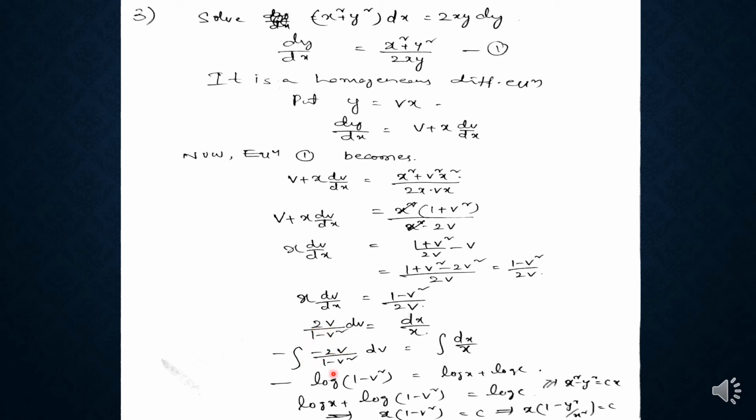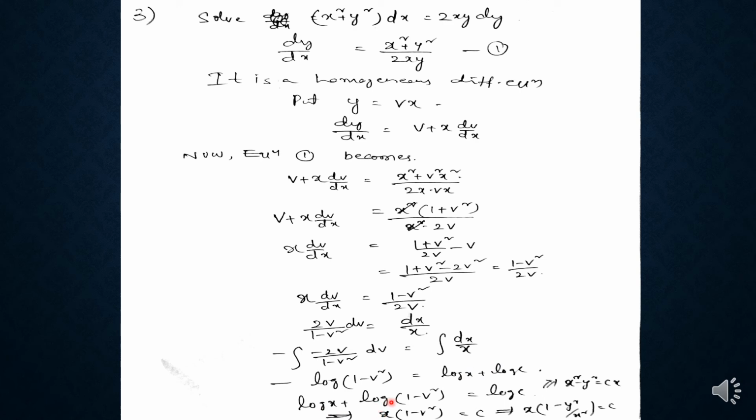Integral 2v by 1 minus v square dv is equal to integral dx by x. So integrate this function. First check whether it is in the form of f dash x by f of x. So here f of x is 1 minus v square and f dash x is minus 2v. So that's why I kept minus into minus to convert it into the form of integral f dash x by f of x dx. That is equal to integral dx by x. So that is minus log of f of x, that is minus log of 1 minus v square is equal to log x plus log c.